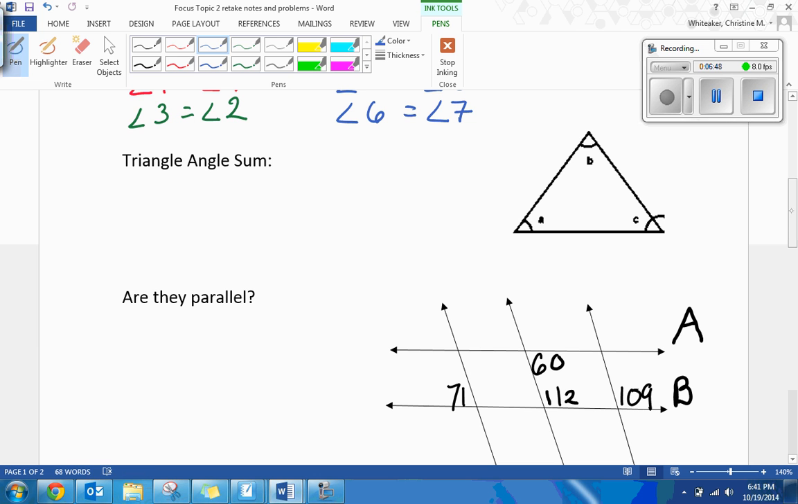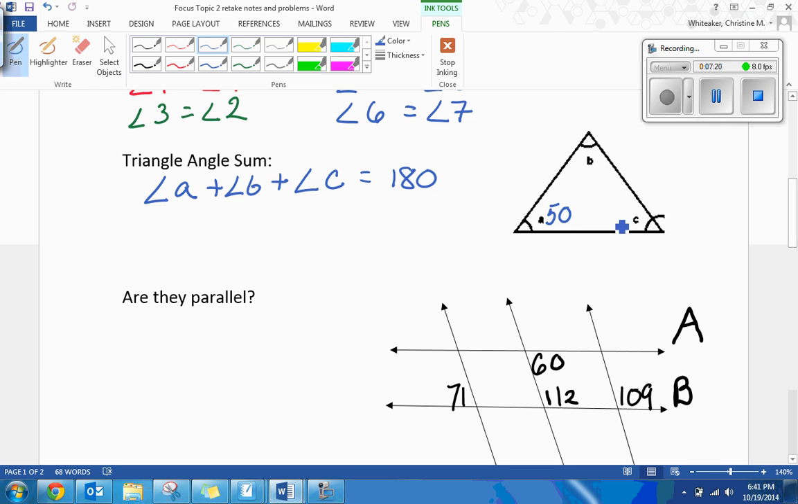Okay, and triangle angle sum, all of that's saying is that all the angles in a triangle will add up to 180 degrees. So angle A plus angle B plus angle C equals 180 degrees. And all these little things right here are little angles. They aren't L's. Okay, so say angle A was, let's say it's 50 degrees.